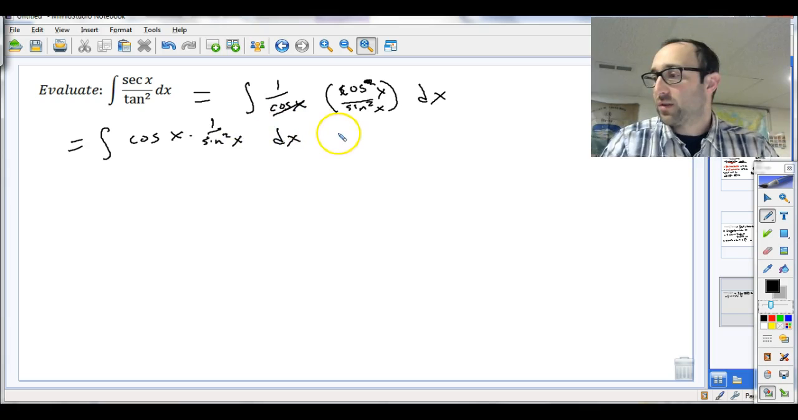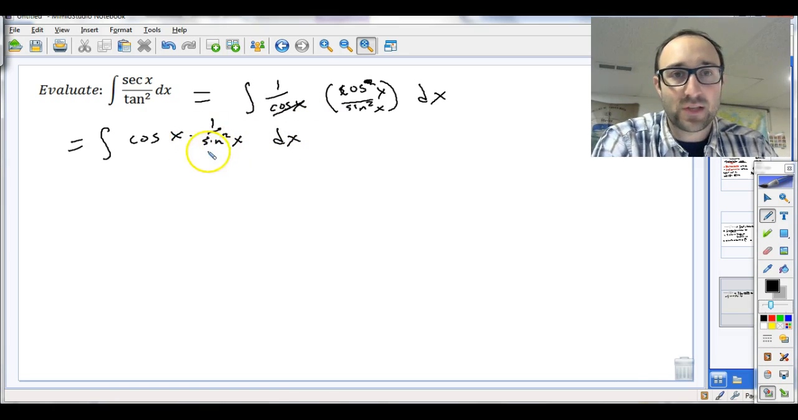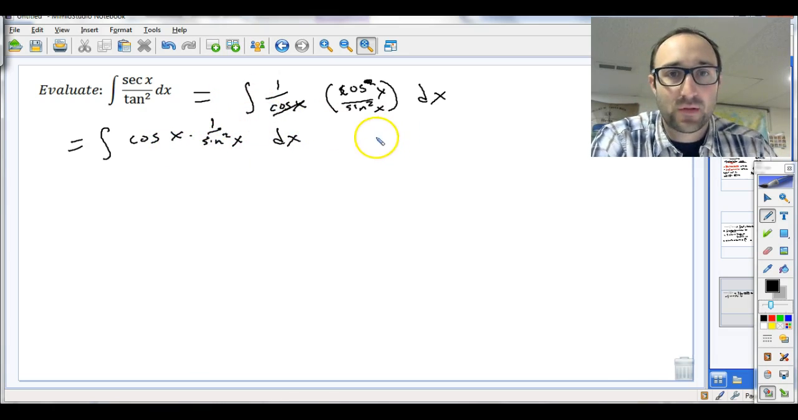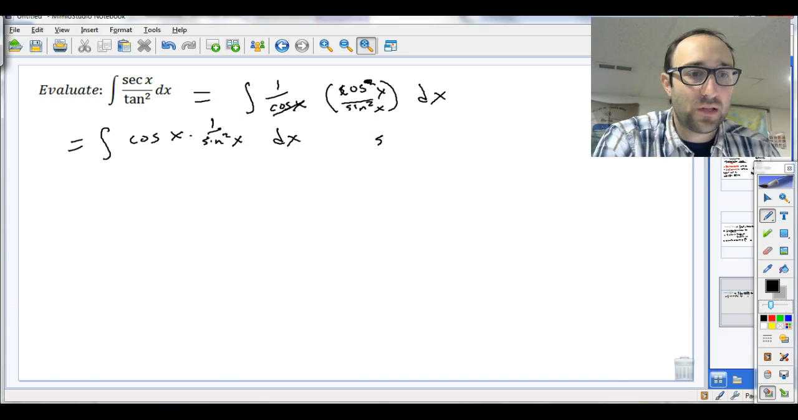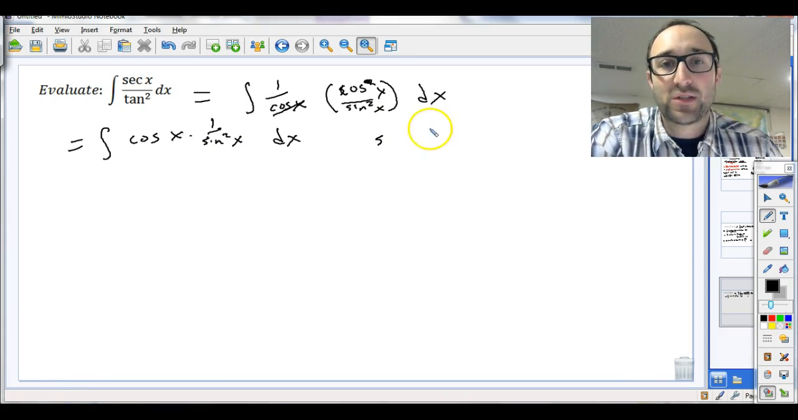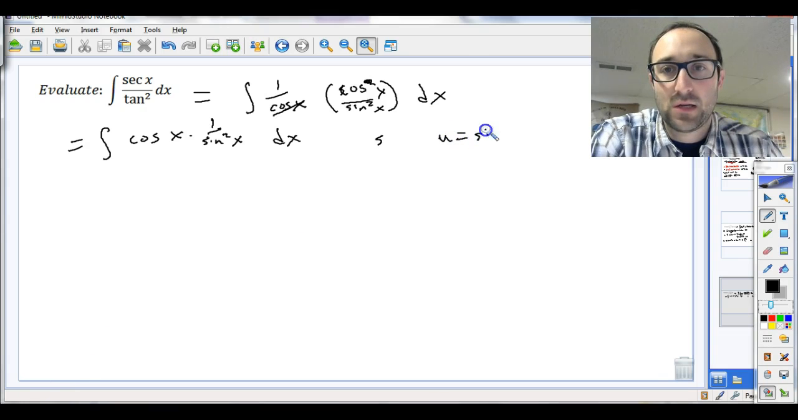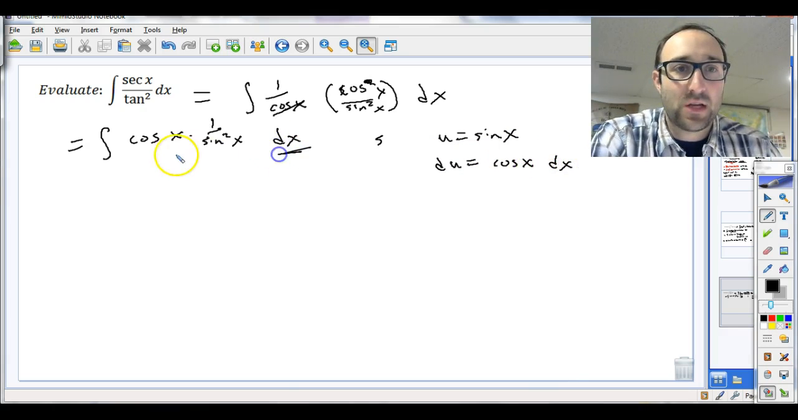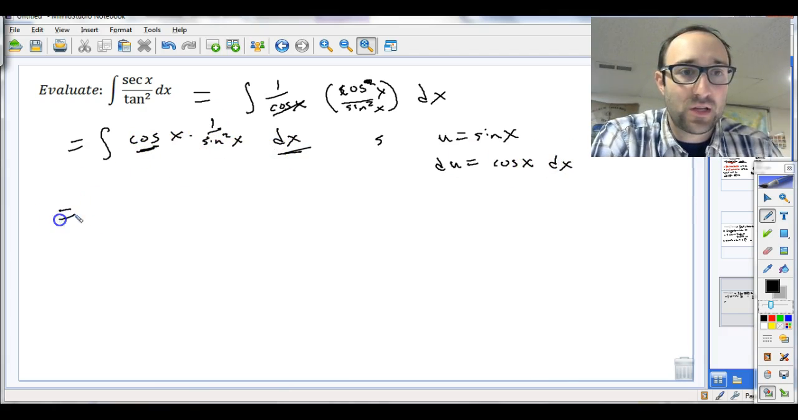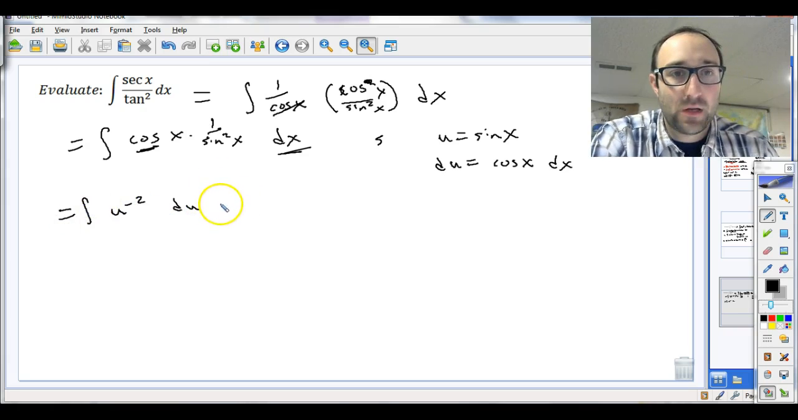And so now, do we know what the derivative of sine is? Well, it's cosine, right? Let's just see what happens. Let u equal sine x, and then du is going to equal cosine x dx. Hey, I've got the cosine x dx right here, so this is going to equal the integral of u to the negative 2nd du, which is the same as negative 1 times u to the negative 1st plus c.